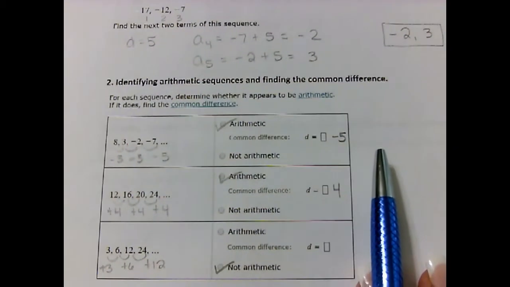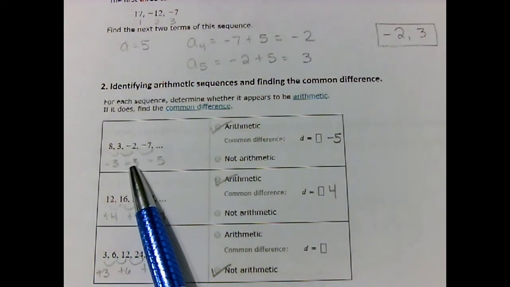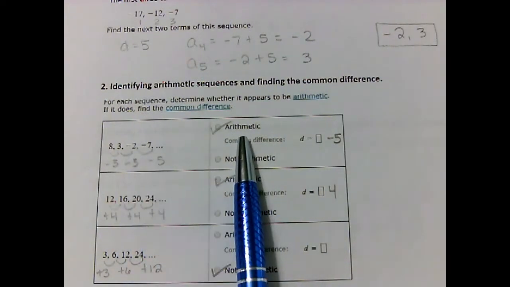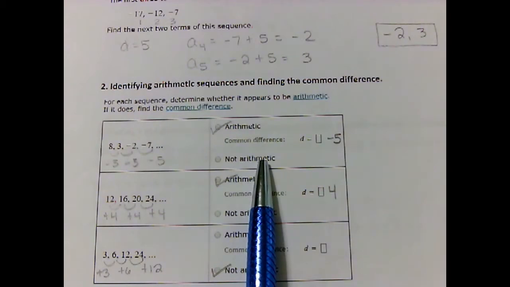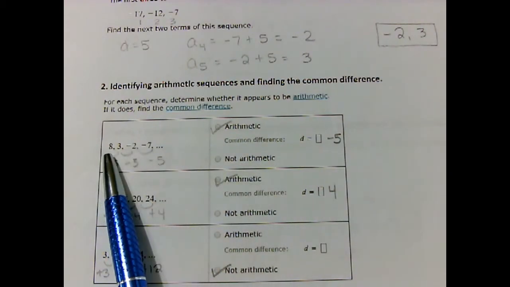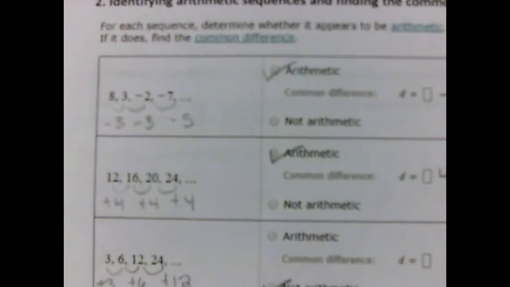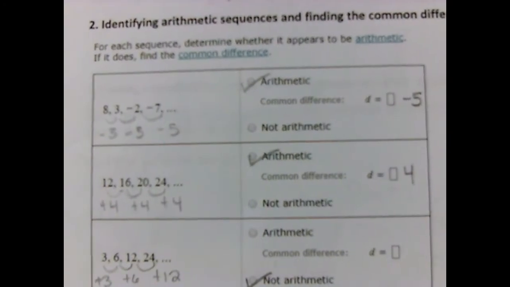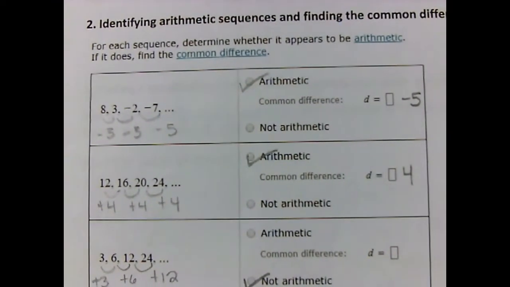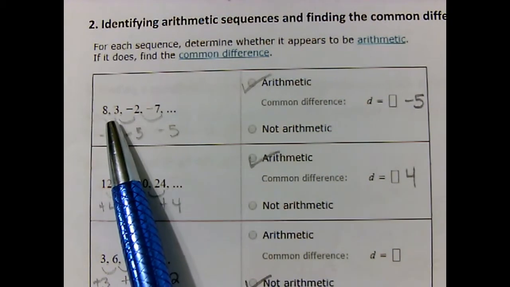Okay. For number 2, it's asking us, given this sequence, determine if it is an arithmetic sequence, which is adding or subtracting a common difference, or if it's not an arithmetic sequence. So the first thing I did was look and see how it changes from the first term to the second term. Okay. On this first problem, you can see that you are subtracting 5 from 8 to get 3.